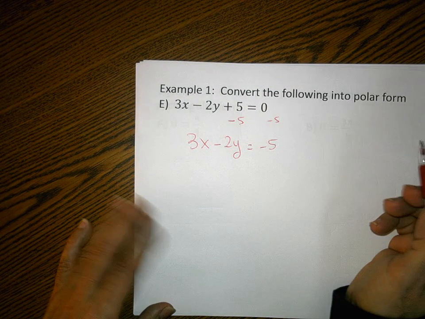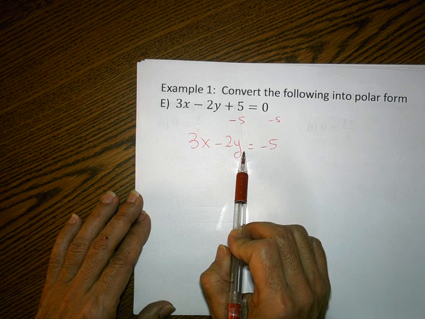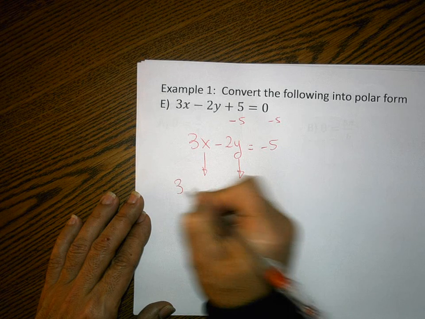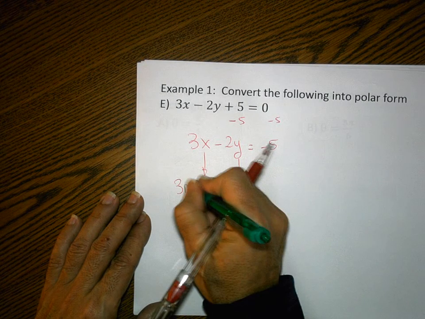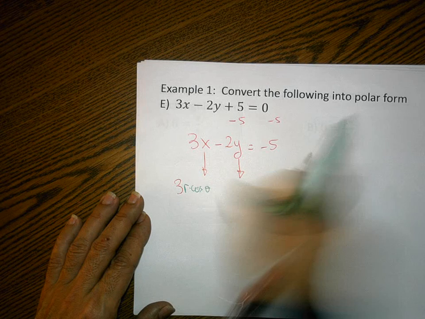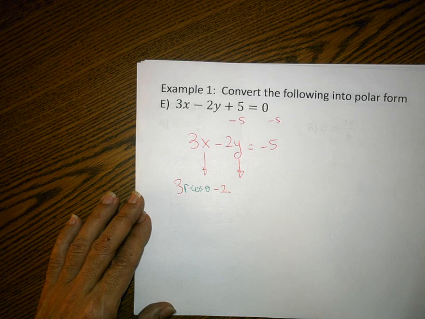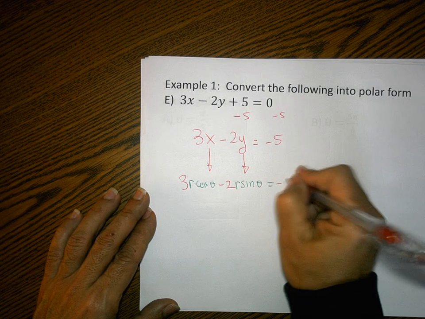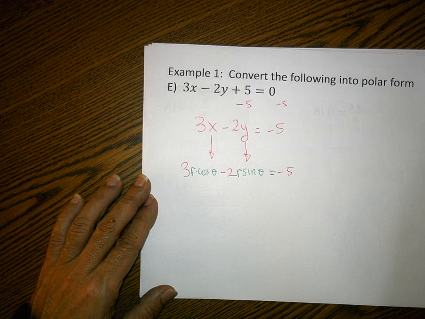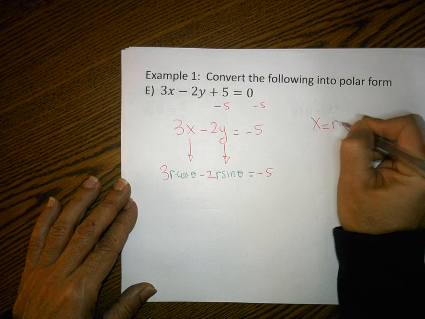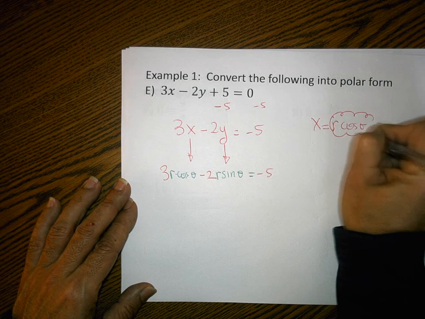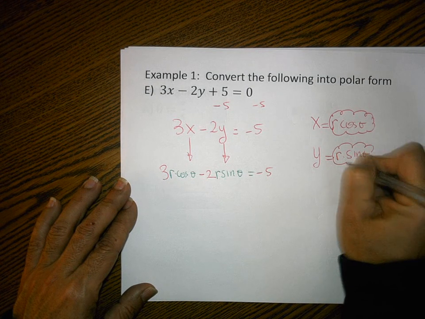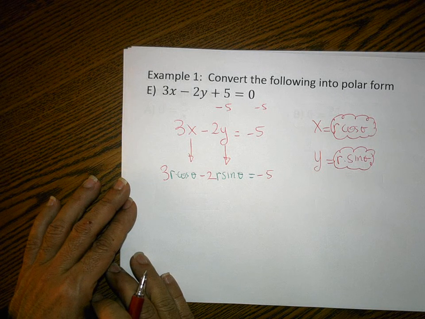It's still rectangular because I have x's and y's. What can I substitute for this x? What can I substitute for this y? Well, x is r times cosine of theta, and y is r times sine of theta, so 3r cosine theta minus 2r sine theta equals negative 5. That's all I could change: the x's and y's, because remember, x equals r cosine theta. I always use this substitution, and y equals r times sine of theta. So every time I see an x and a y, that's what I'm substituting.